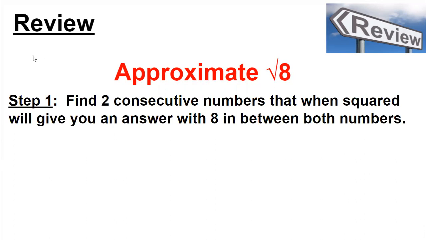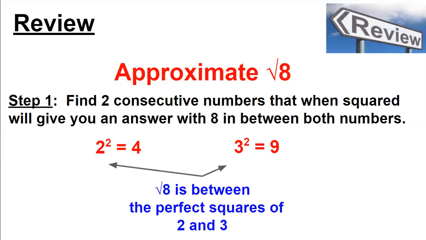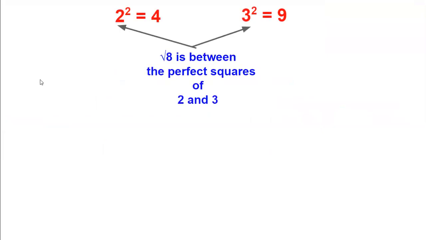in between both numbers. So I think of my squares and I try 2 squared equals 4, and the consecutive one after 2 is 3. 3 squared equals 9, and yes, my number 8 will fall between 4 and 9. So the square root of 8 then is going to be between the perfect squares of 2 squared and 3 squared. So I'm going to move that up to the top there.